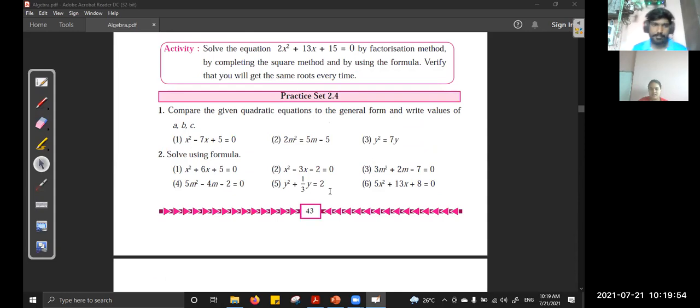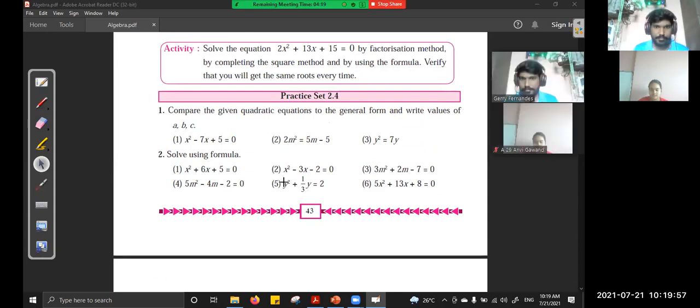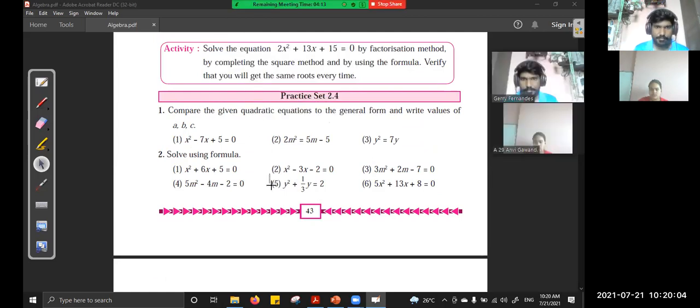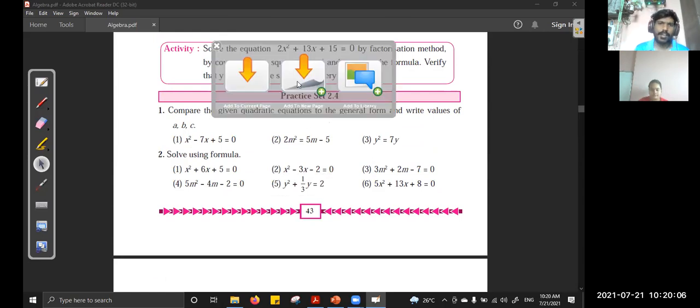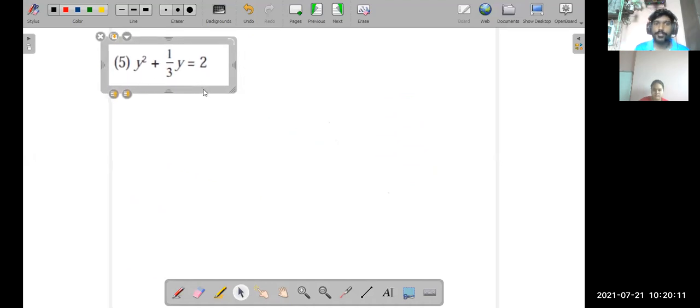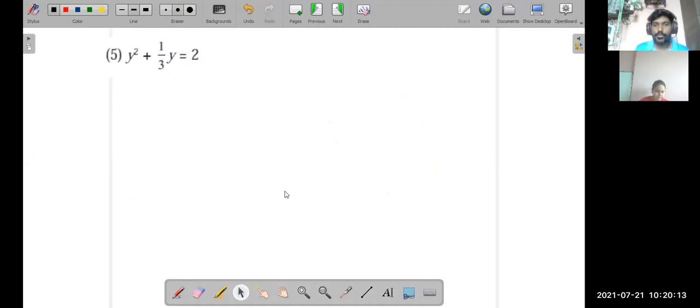The fifth one. The rest are all the same, no? There's no difference. The fifth one is also the same, actually. But what you do first is, you can see there is 3 in the denominator. So you multiply this entire equation with what? 3. Yes.